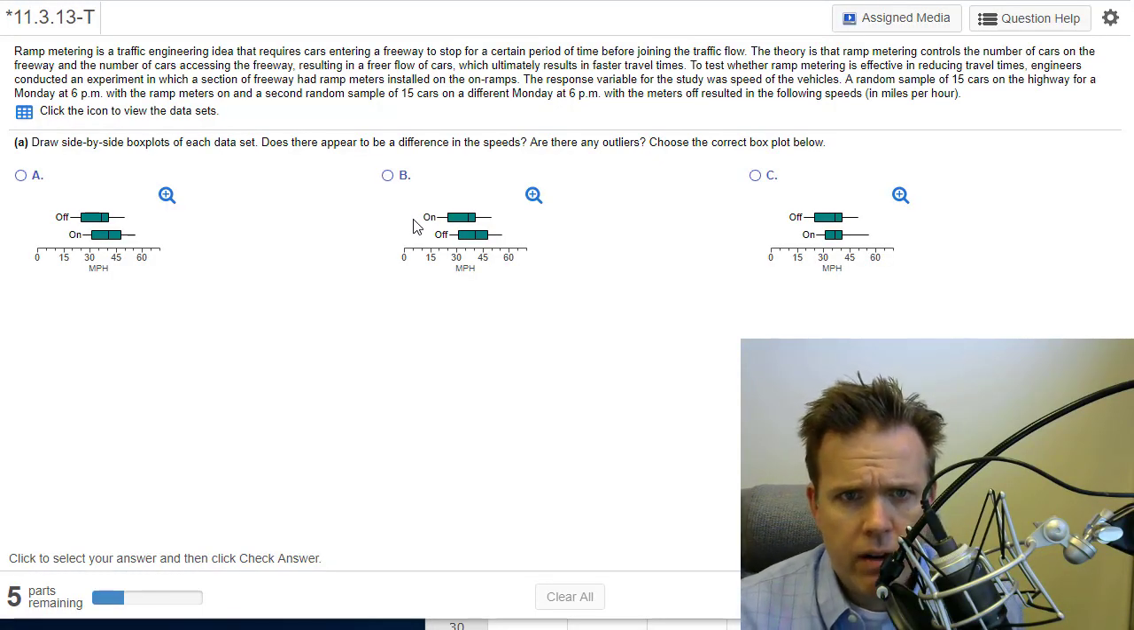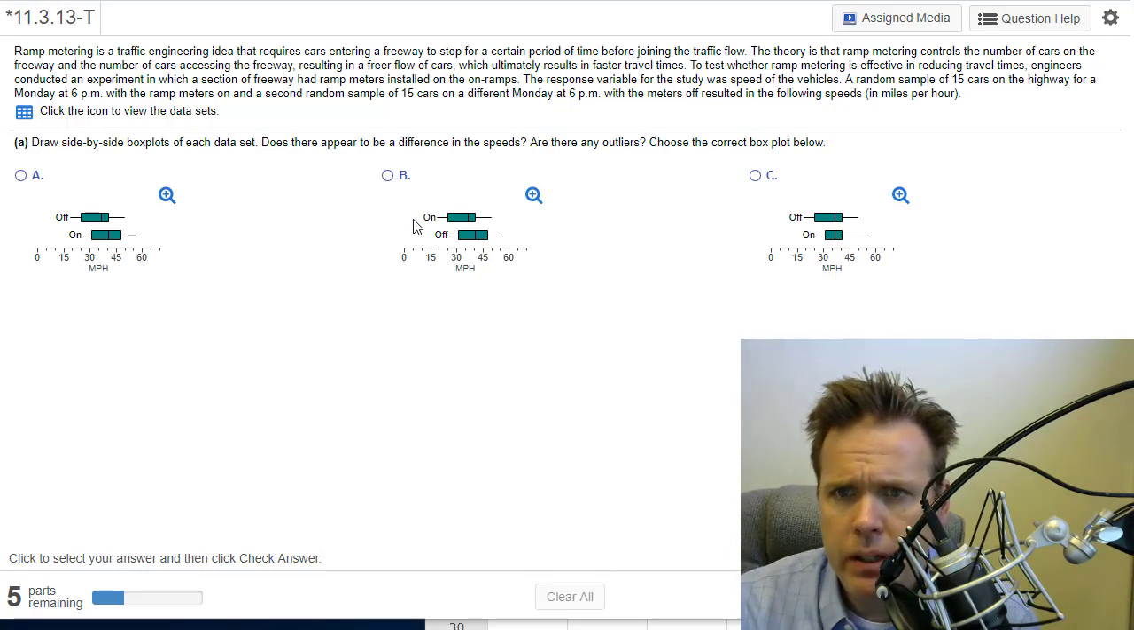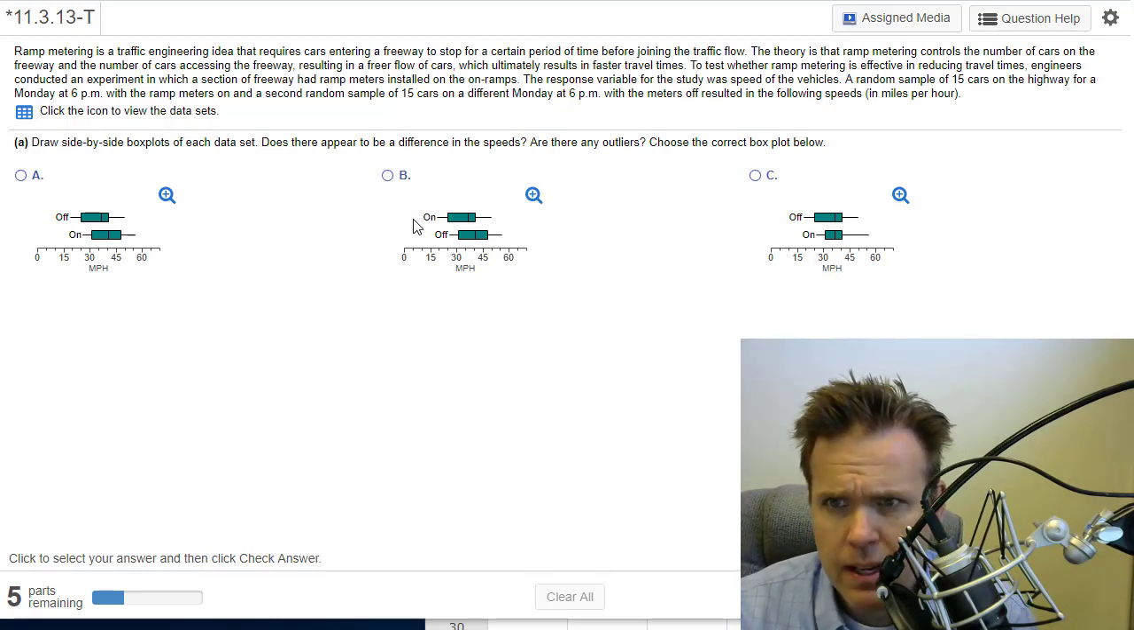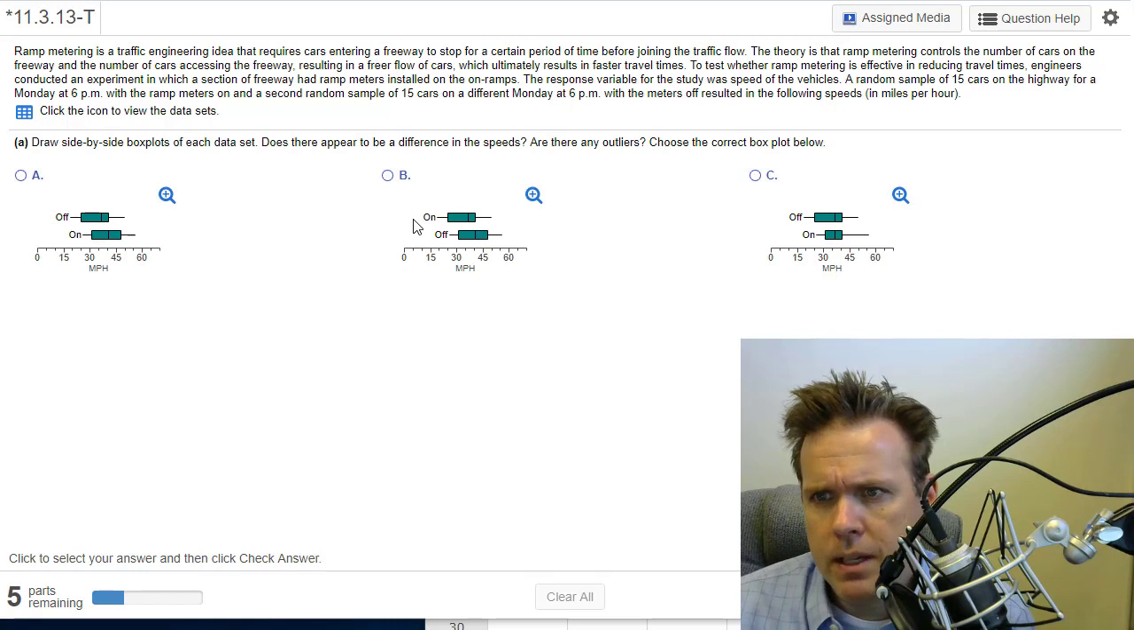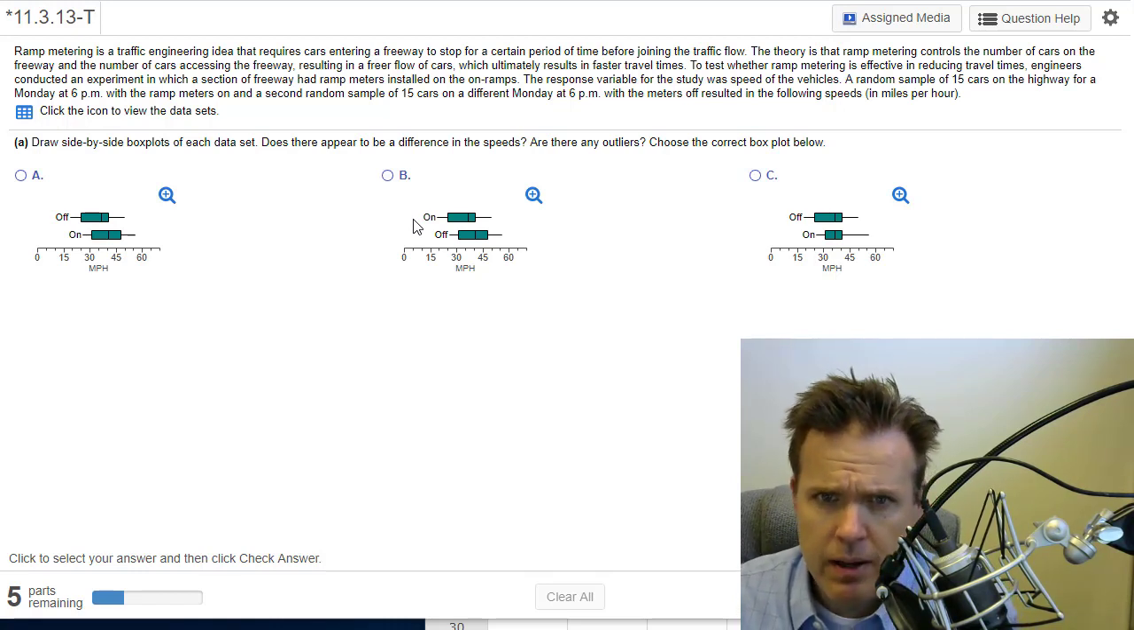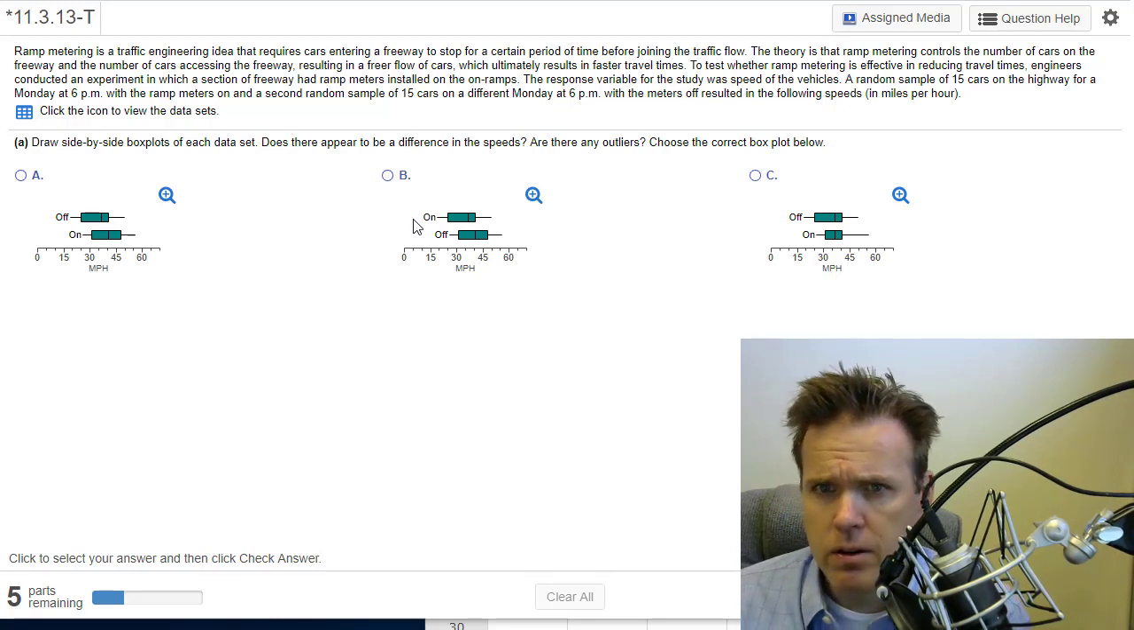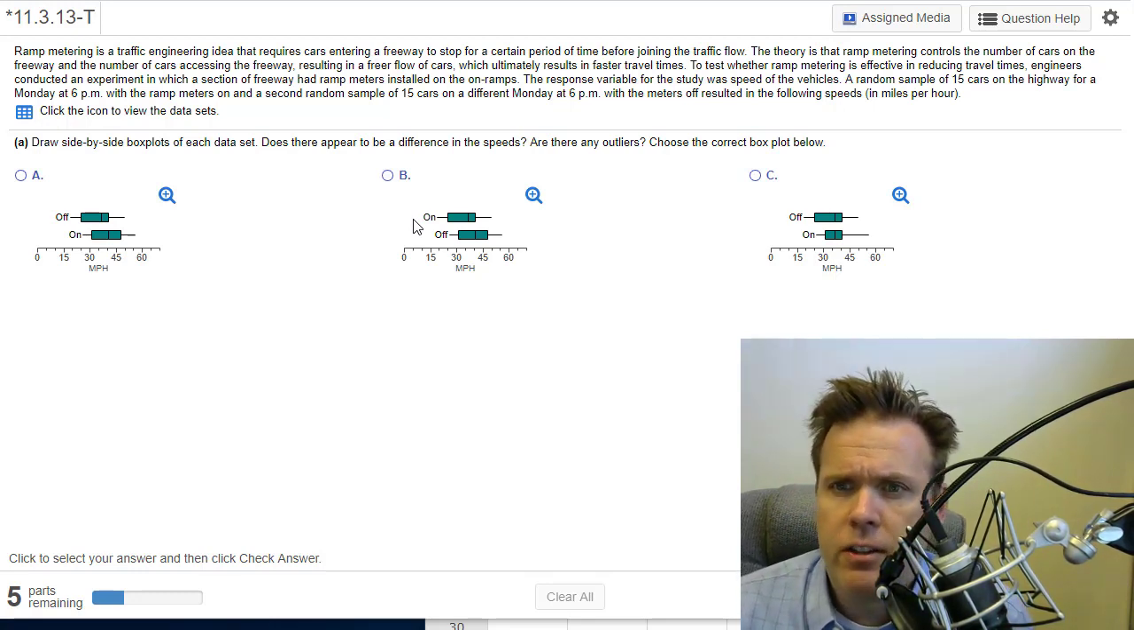So ramp metering is a traffic engineering idea that requires cars entering a freeway to stop for certain periods of time before joining traffic flow. The theory is that ramp metering controls the number of cars on the freeway and the number of cars accessing the freeway, resulting in a freer flow of cars, which ultimately results in faster travel time.